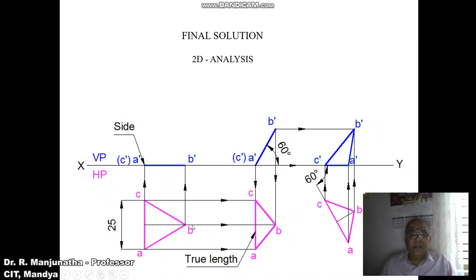Then draw a horizontal projector from B and draw a vertical projector from B dash. Both will intersect at this point and you mark the point as B. Then join A to B, B to C and C to A with a dark line.